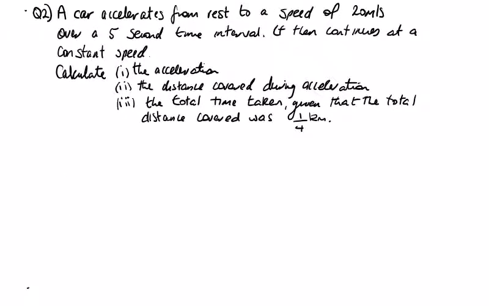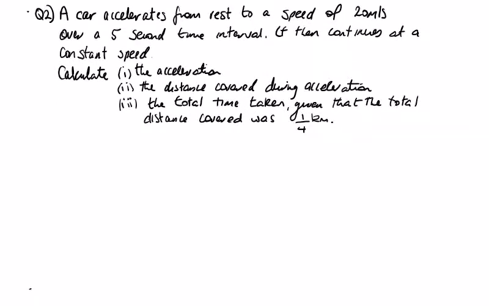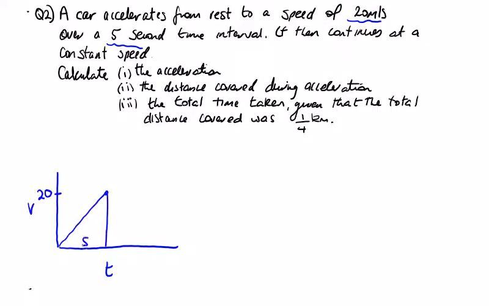A car accelerates from rest to a speed of 20 over a 5-second time interval. Let's do our graph. Here's my graph, t and v. Accelerating from 0. We're told time to a speed of 20, so I've got my 20. Got my t is equal to 5 here. It then continues at a constant speed along here. We're not given anything about deceleration.